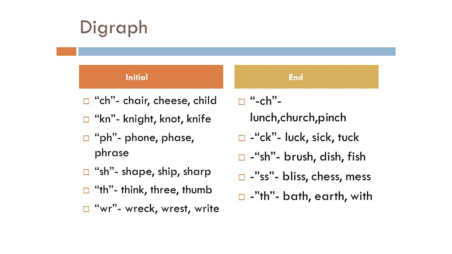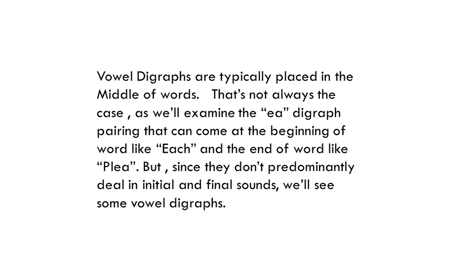We have many digraphs. Vowel digraphs are typically placed in the middle of words, whereas a consonant digraph can come at the beginning, in the middle, even at the end. Vowel digraphs are typically formed in the middle of the word, but that's not always the case. Take EA, a digraph pairing that can come at the beginning of a word, like each. These are some exceptions we have. And it can come at the end of a word, like plea.